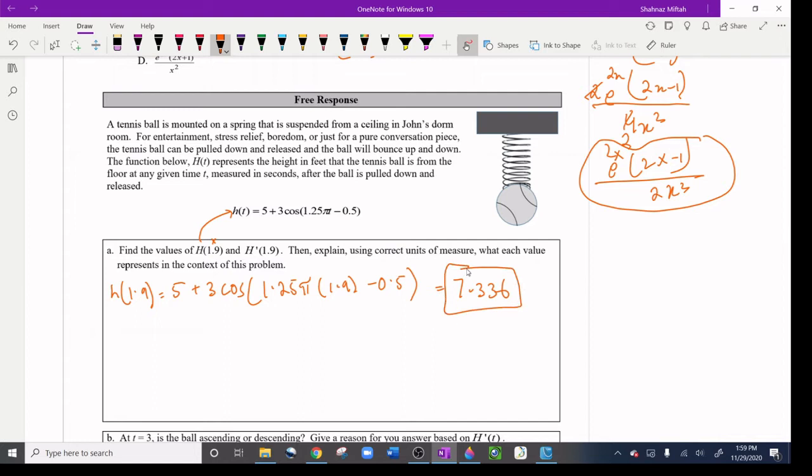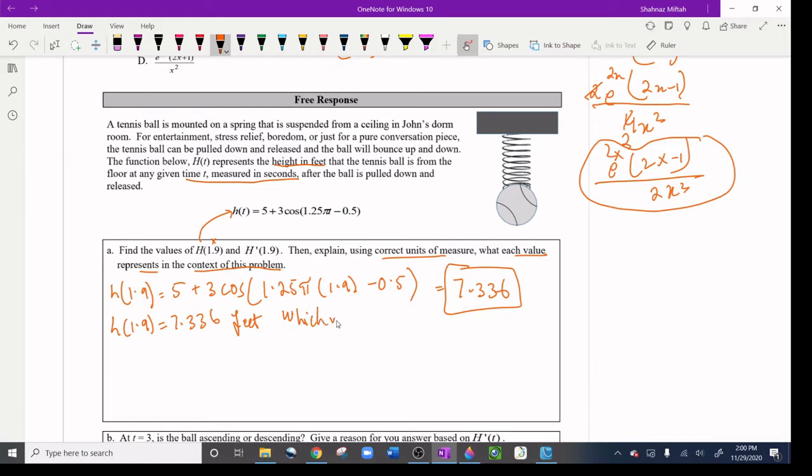So I got that. Then it says explain using correct units. I'm going to use the units and what each value represents in the context of the problem. Since we know time is 1.9 seconds and h is the height, I have to get some words from there. So I'm going to say h(1.9) is equal to 7.336 feet, because that's the height. The height is in feet. T is measured in seconds, and h(t) represents the height in feet. So that's why I have feet. That's the time in seconds.